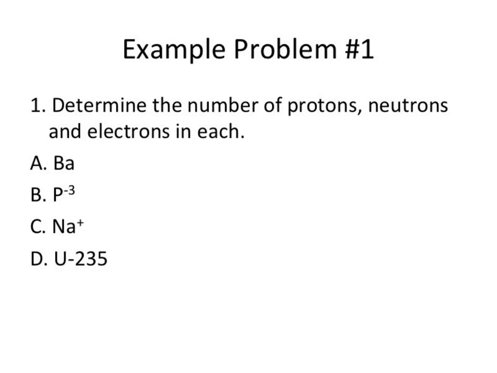All right. Now this is, I think, maybe our last problem. Determine the number of protons, neutrons, and electrons in each. What is B? Barium. How many protons in barium? 56. How many neutrons does it have? It's 137 minus 56, so 81. How many electrons does it have? 56.